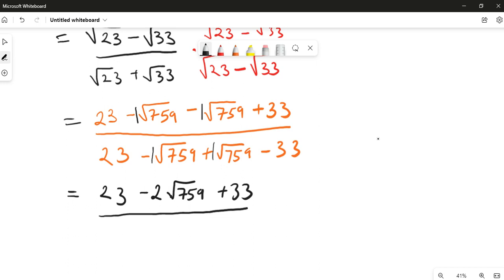So this is like we have a 1 here and another 1 here. Negative 1 plus 1, that is 0. So we remain with 23 minus 33. 23 minus 33 gives us negative 10. So that is our answer.